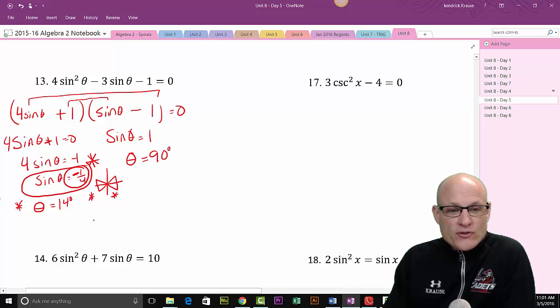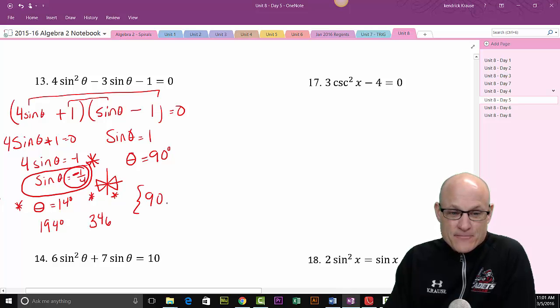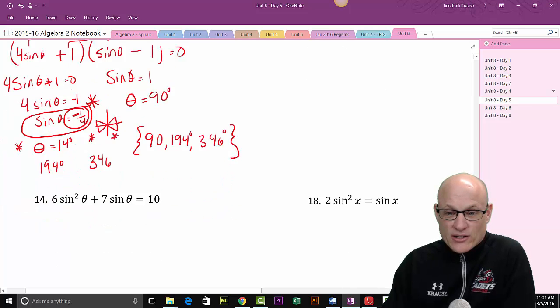So in this quadrant, I'll do 180 plus 14, which is 194. And in this quadrant, I'll do 360 minus 14, which is 346. So my answers are 90, 194, and 346. Yes, that's the tricky part. We're going to keep doing that kind of stuff. Let's do another one.